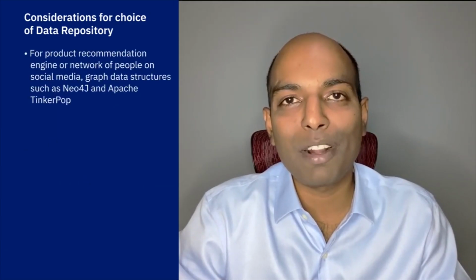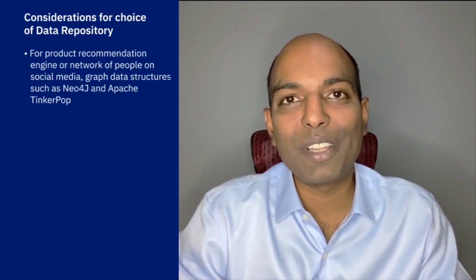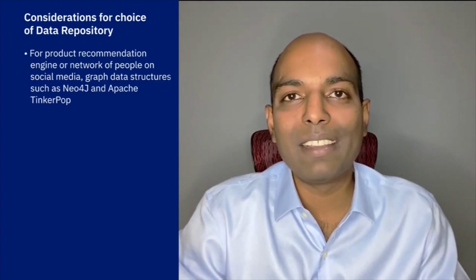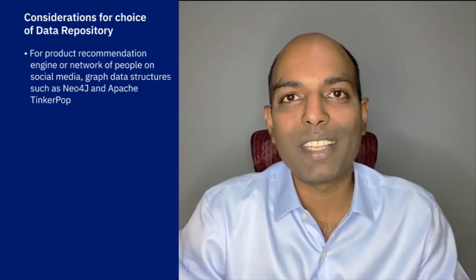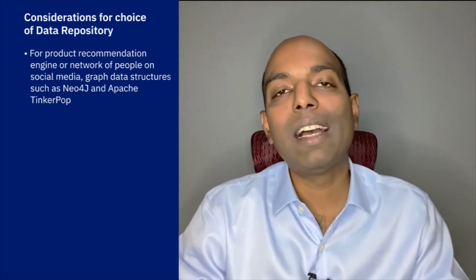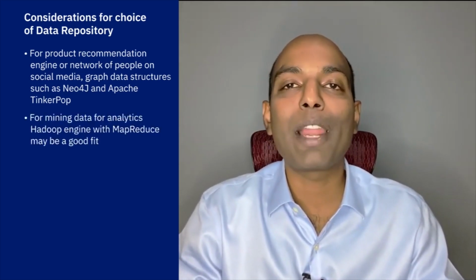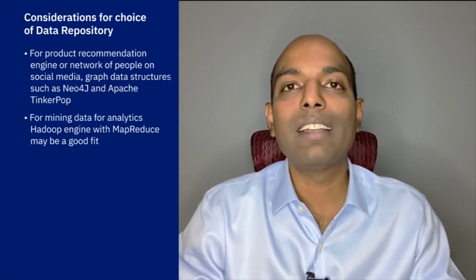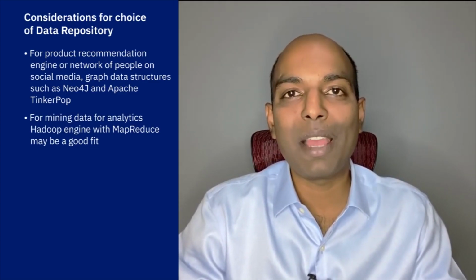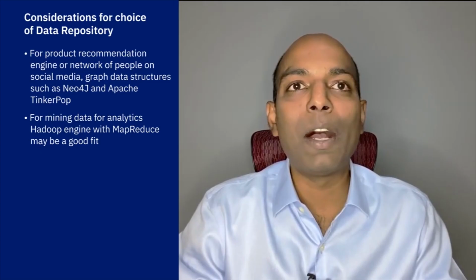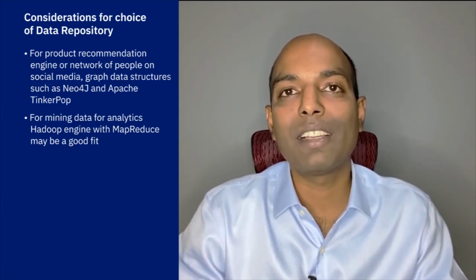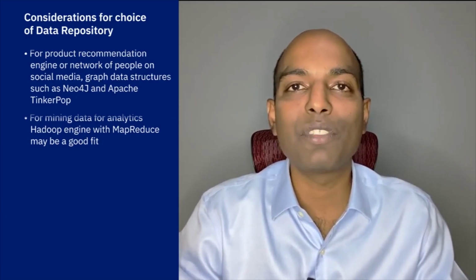At the same time, if you're trying to build product recommendation engines or trying to show the network of relationships between different people on social media, then graph databases such as Neo4j or Apache TinkerPop would be an ideal fit for you. At the same time, if you're mining through terabytes or petabytes of data for analytics, the Hadoop engine with MapReduce would be a good fit for you. So it really boils down to the nature of the application, the volume of the data, and the structure of the data before you can pick the right database or data source for your use case.